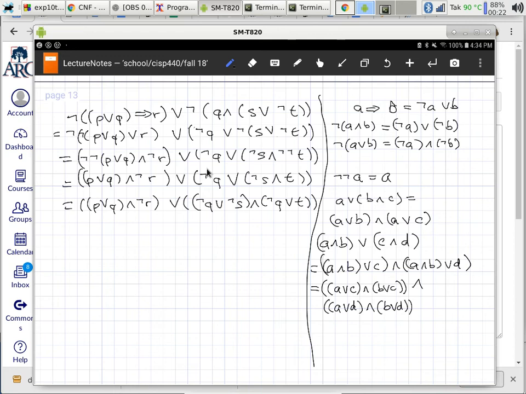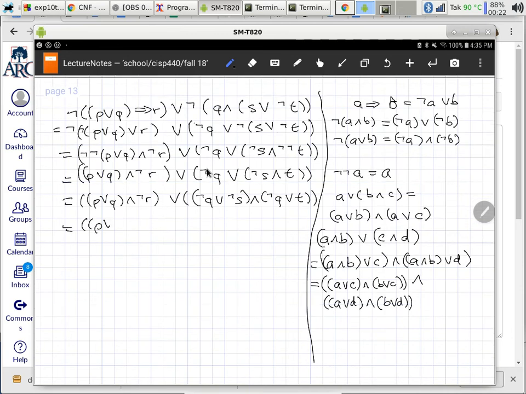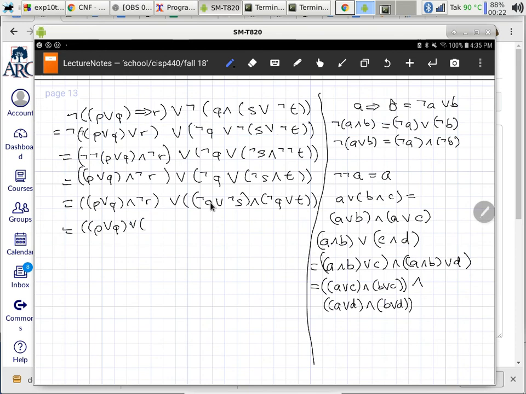Is that okay? So we'll go ahead and do all these steps. It's going to look pretty ugly. So we'll end up with P or Q. We're going to distribute P or Q to not Q or not S, or not Q or not S. Okay, that's the first one.